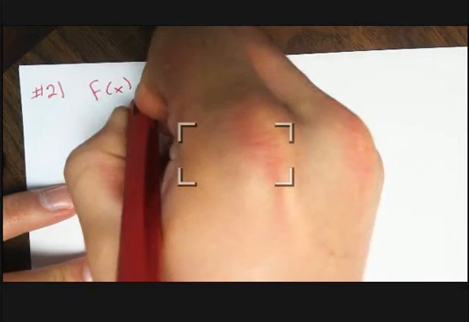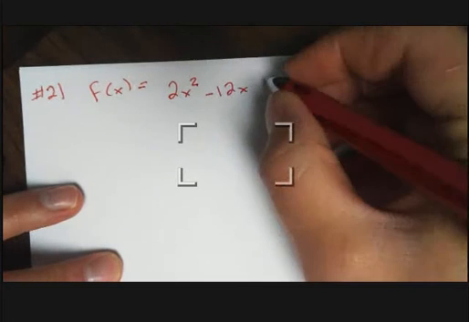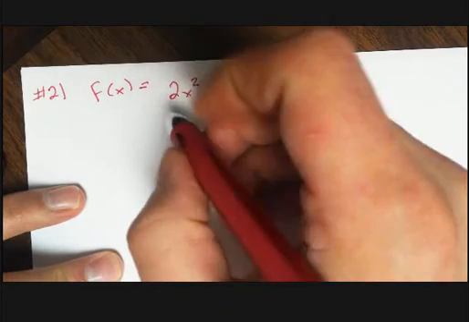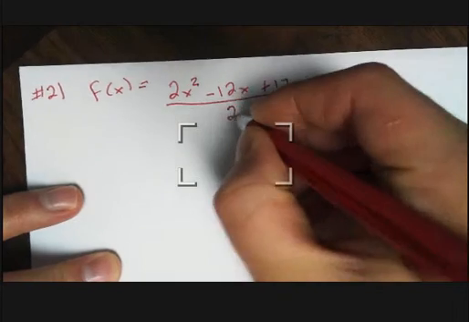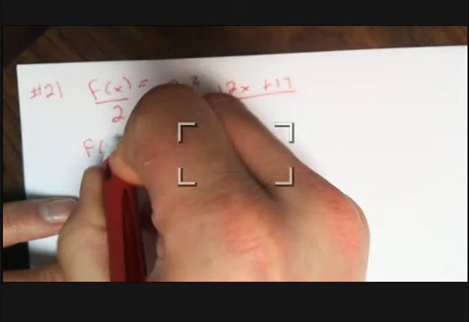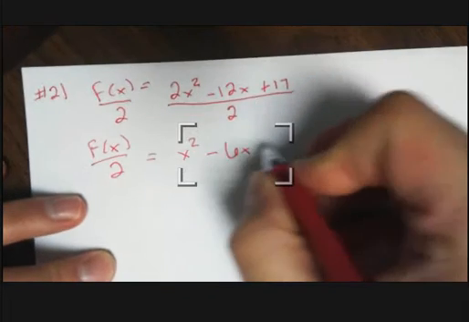So question 21 says to rewrite the quadratic function in standard form by completing the square. And we have the following function. Now there are a couple rules when completing the square. The first and main rule is that in order to complete the square, the leading coefficient must be 1. So we're going to divide both sides by 2. And then we're just going to simplify over here.